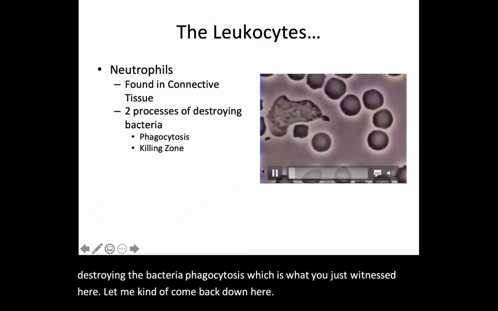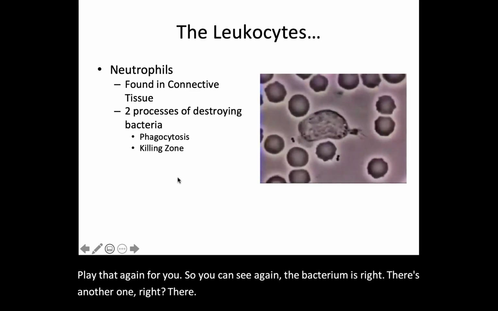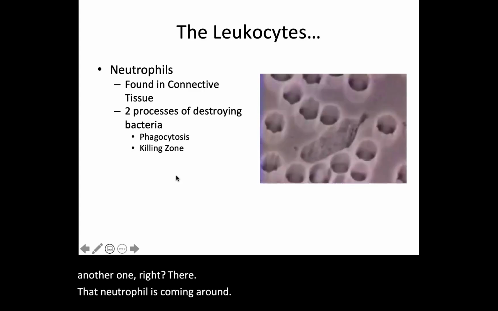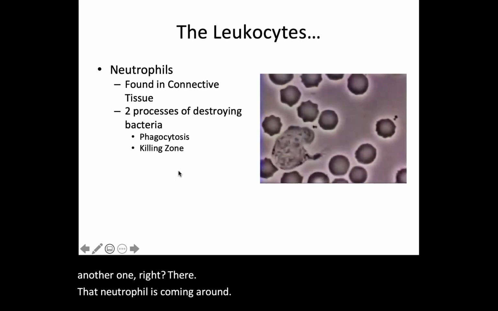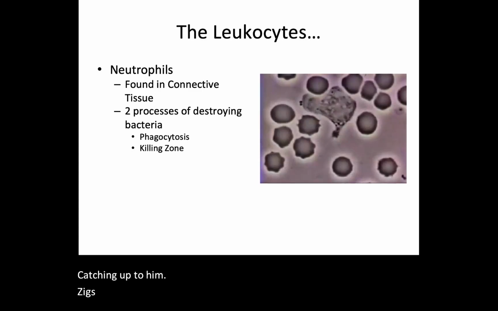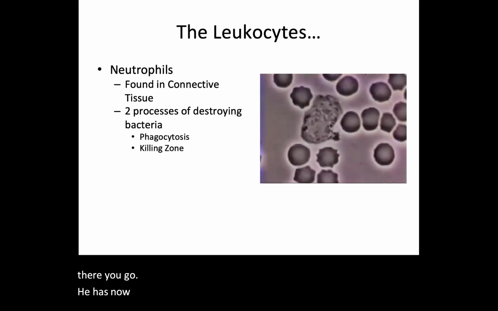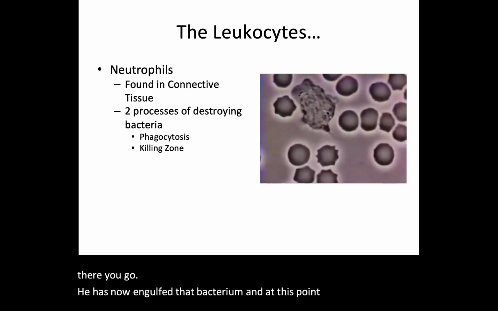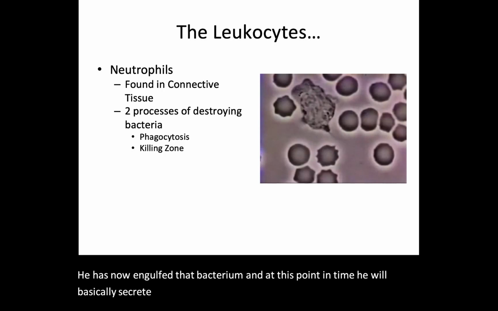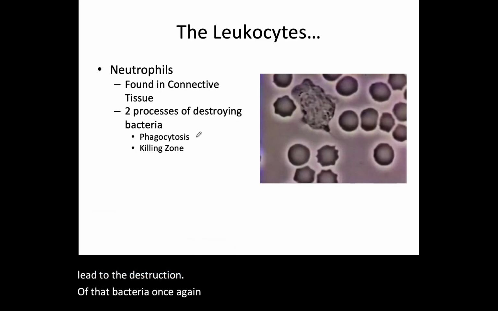Play that again for you so you can see again the bacterium is right there. There's another one right there. All right, that neutrophil is coming around, catching up to him, zigs and zags, pushing through the red blood cells that you see there, and there you go. He has now engulfed that bacterium. And at this point in time, he will basically secrete enzymes that will force that bacterium into apoptosis and lead to the destruction of that bacteria, once again through phagocytosis.